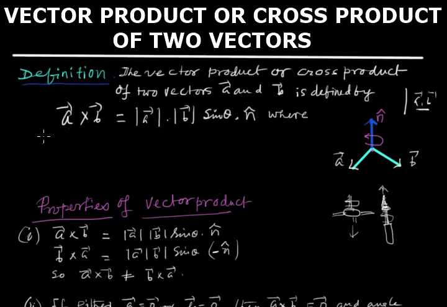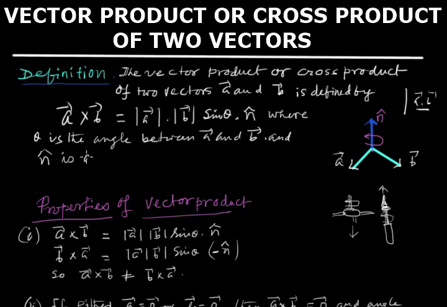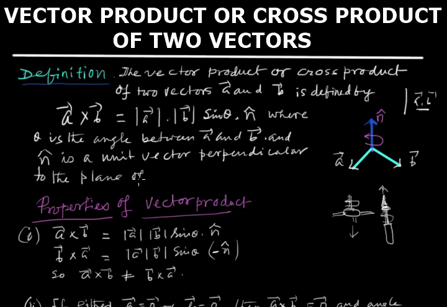where theta is the angle between vector A and vector B, and n cap is a unit vector perpendicular to the plane of vector A and vector B.